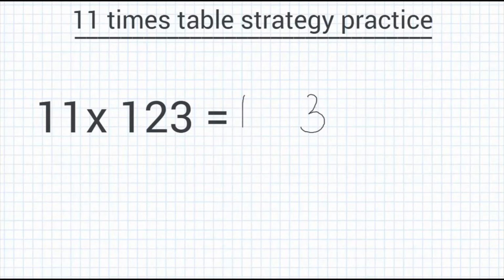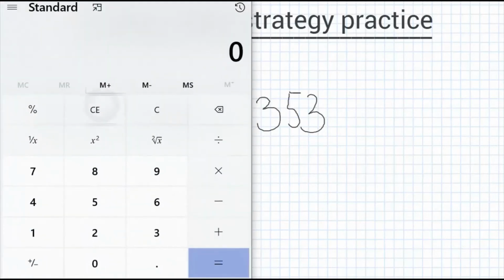Now, we're also just gonna add the numbers, but since there's 3 digits, first we're gonna add 1 plus 2, which is 3, and 2 plus 3, which is 5. And there's your answer, 1,353. And just like before, here's the calculator, and our problem was 11 times 123, which equals 1,353, the exact number that we got.